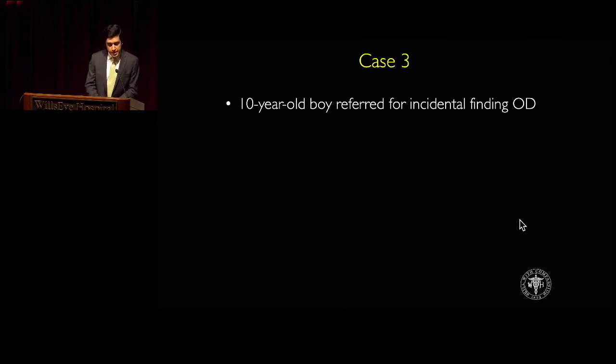Our third case is a 10-year-old boy referred for an incidental finding in the right eye.